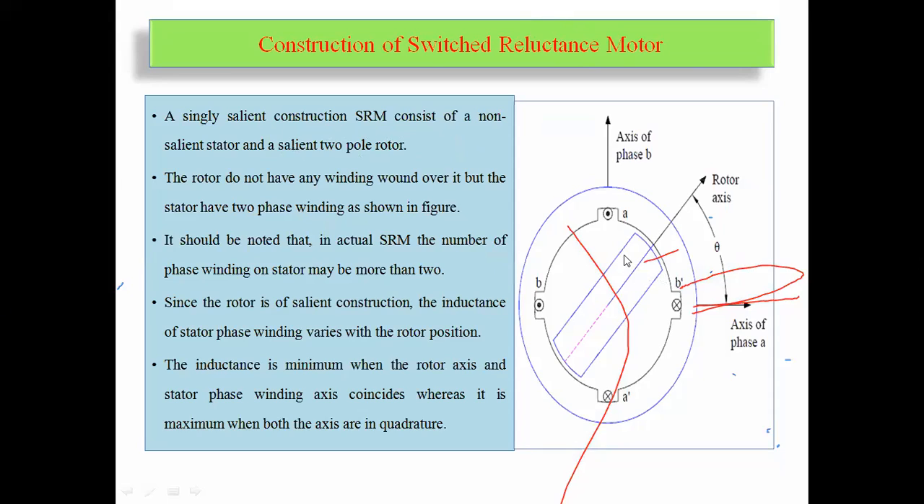Okay, so this part we call singly salient. Salient means cylindrical pole and salient pole rotors. Now a singly salient construction of switched reluctance motor consists of a non-salient stator and a salient two-pole rotor.